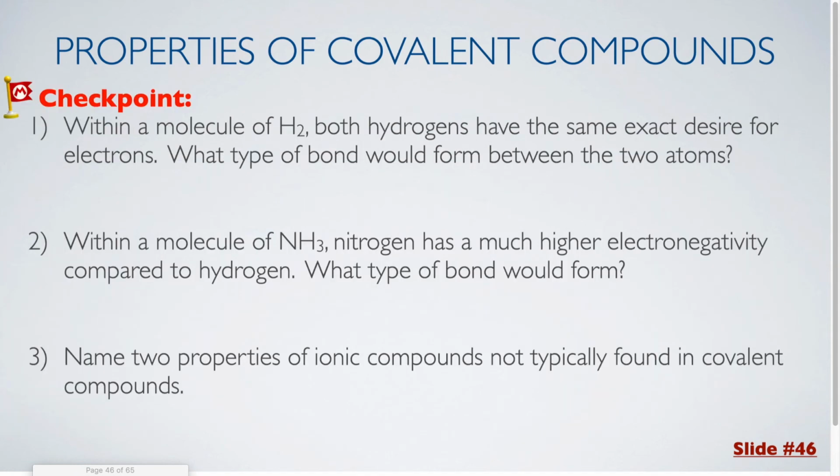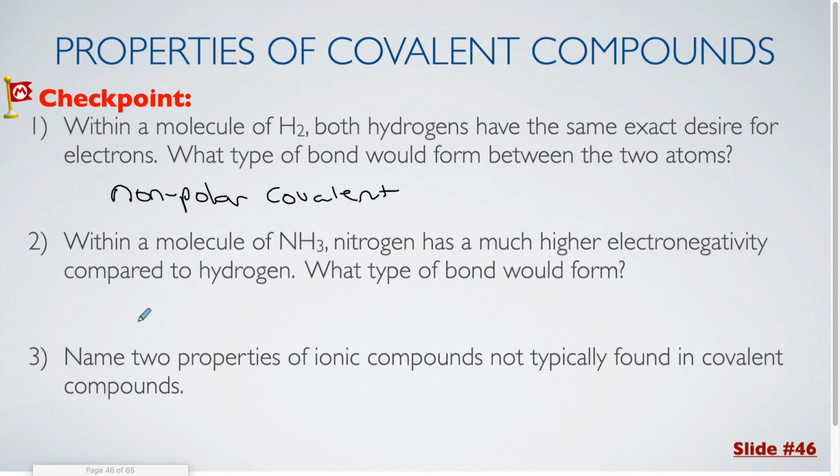For our first checkpoint question, we are going to be looking at a molecule of H2. Both hydrogens have the same exact desire for electrons, so we want to identify the type of bond that would exist between them. This would be a nonpolar covalent. Nonpolar covalent bonds occur when you have exactly equal sharing between the two atoms, which of course would be the case here because we have two hydrogens that have the same desire for electrons.